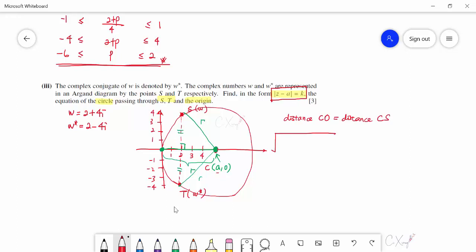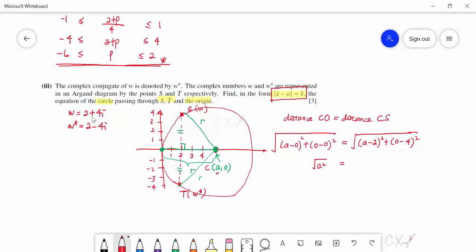It will be the square root of (x minus x) squared plus (y minus y) squared, so you're having the square root of a squared for this part. For the right hand side, the distance of CS. So for CS, it will be x minus, w is 2 plus 4i, right? So (x minus x) squared plus (y minus y) squared.